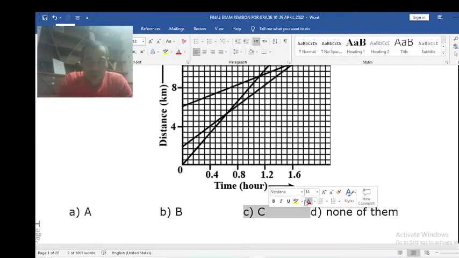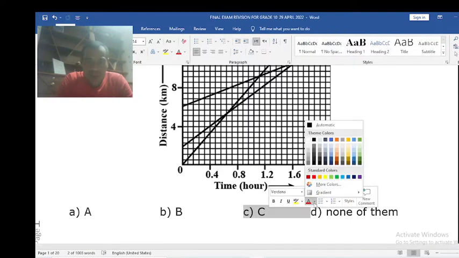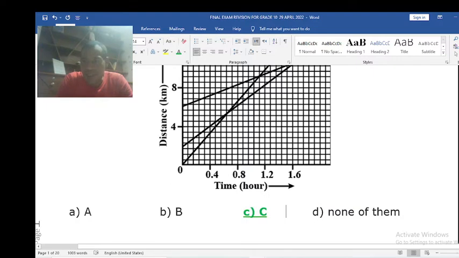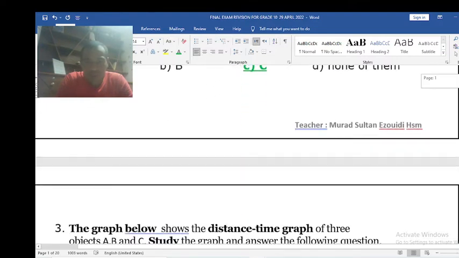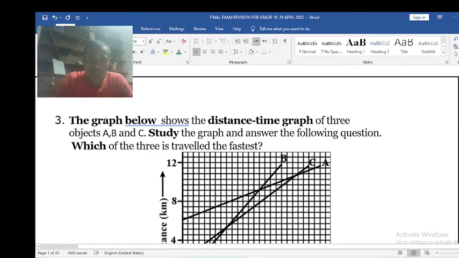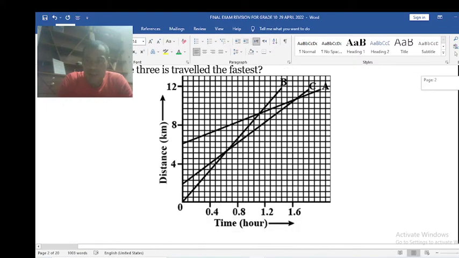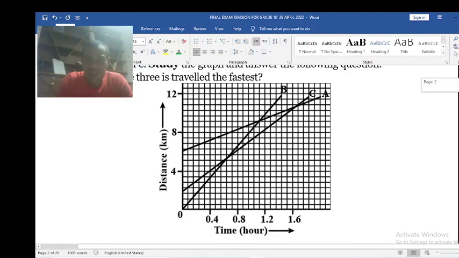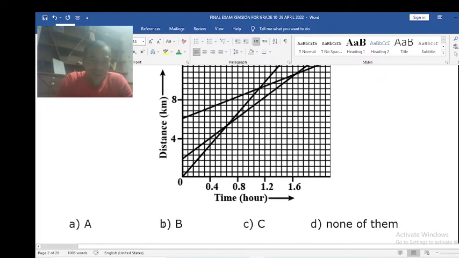If we suppose that the question is given in other words, a different question, now we are going to see which graph traveled the fastest, meaning the graph that has the highest or the largest gradient, which is the graph B. So the answer here should be the letter B. Clear?